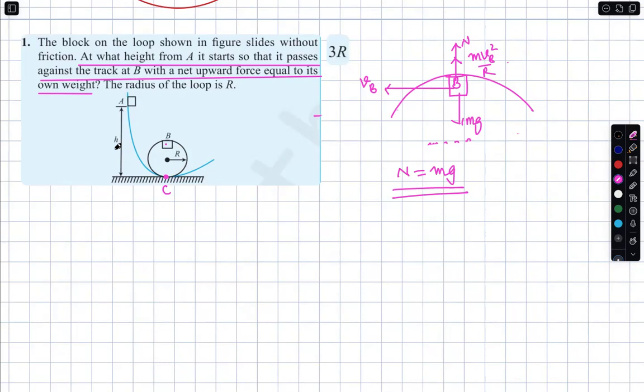Weight is acting downwards. Pseudo force mv square by R, mvb square by R. Somehow I am not convinced. That's what I'm taking. No. N.